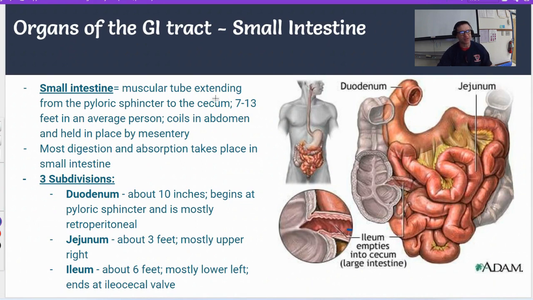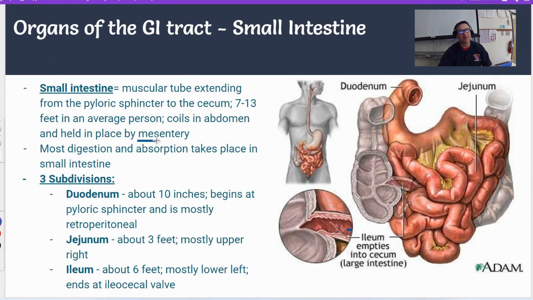So it's a muscular tube extending from the pyloric sphincter. Remember, that was the valve between the stomach and the small intestine. Remember, it relaxes when gastrin is released by G cells. That gastrin causes it to relax, which allows the chyme to exit the stomach and enter the small intestine. It's about 7 to 13 feet in an average person. It's all coiled around in your abdominal cavity.